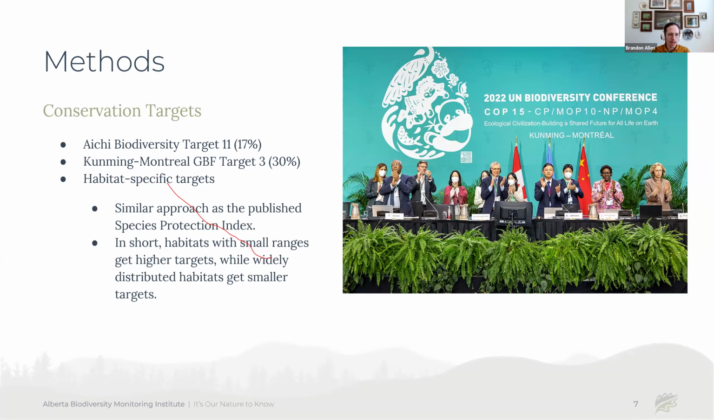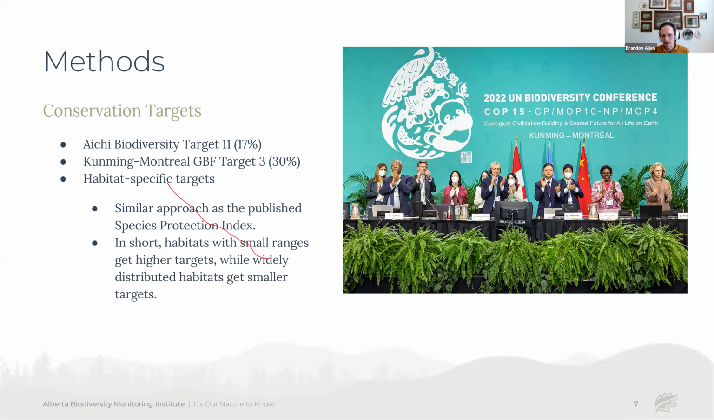And then we also took an approach looking at habitat-specific targets. There is lots of work developing these indicators at the international stage. One of them is called the Species Protection Index. Through that lens, what they decided was if a species has a really small or restricted range, we will want to set a higher target. So if it only occupies 10,000 square kilometers across the world, we might want to conserve all 100% of that area. Whereas if a species is widely distributed and occurs almost everywhere across the globe, we might only need to conserve a smaller percentage of it in order to be an effective conservation measure.